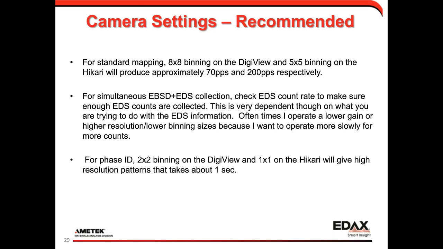For simultaneous EBSD and EDS work, which we haven't really talked about that much, just double check your EDS count rate to make sure you're getting enough EDS data. If you're really starting to push your speed at this level, your counts per pixel for EDS can often be a little bit lower than you would like. So if you're doing that, you need to think about, again, what's the purpose of my data? If I do need EDS data with my EBSD, I need to slow my camera down to make sure that I'm getting enough EDS counts.